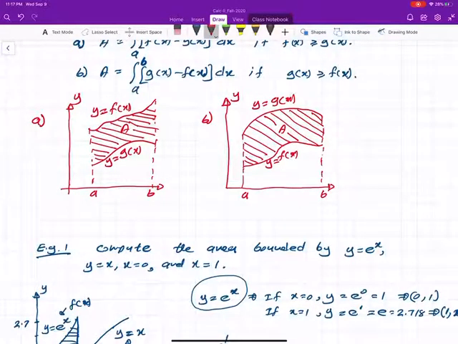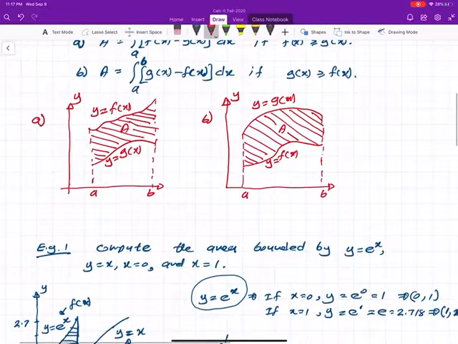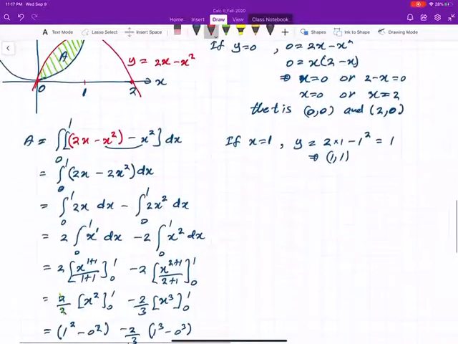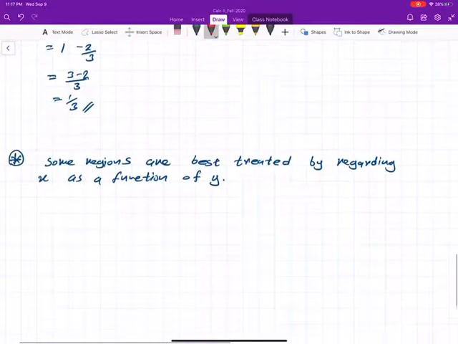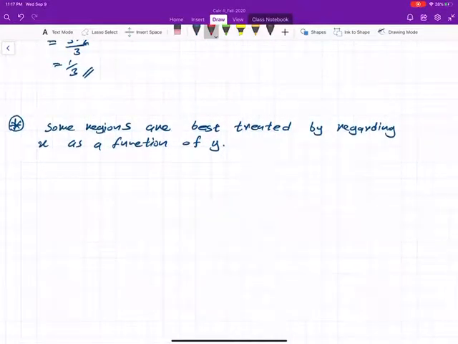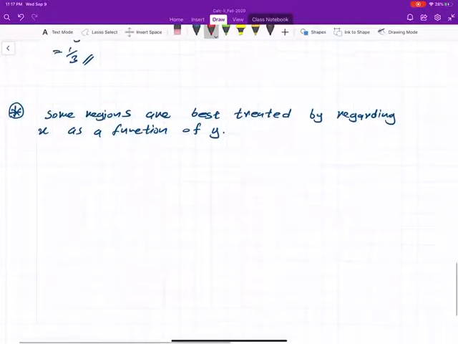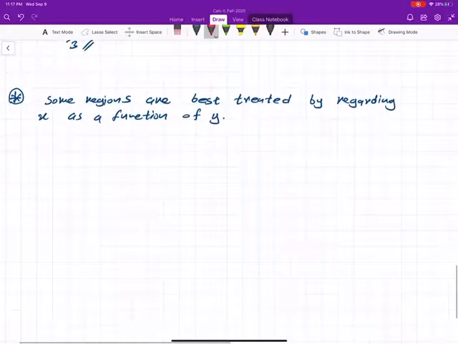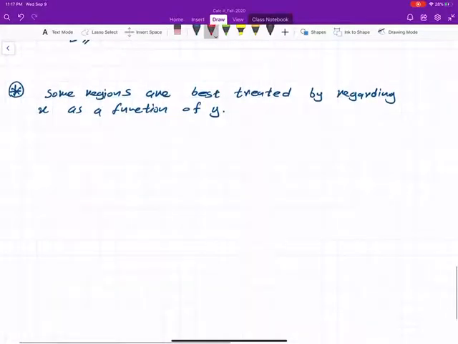Right. In the next case, what we do is we just consider x as a function of y. That is simply we just rotate the region, kind of rotating the region. Okay, first of all, I will give you a theorem, and then I will explain this a little bit. All right, let's write down the second theorem, second and last theorem of this section.